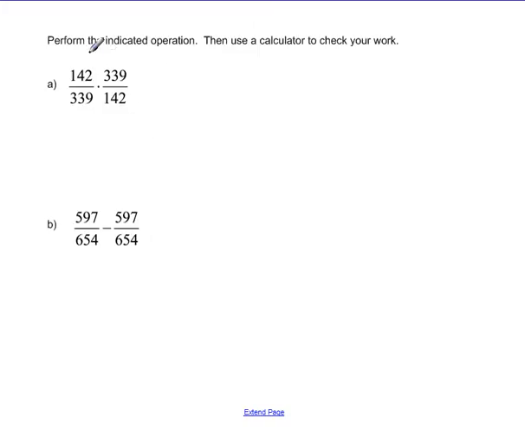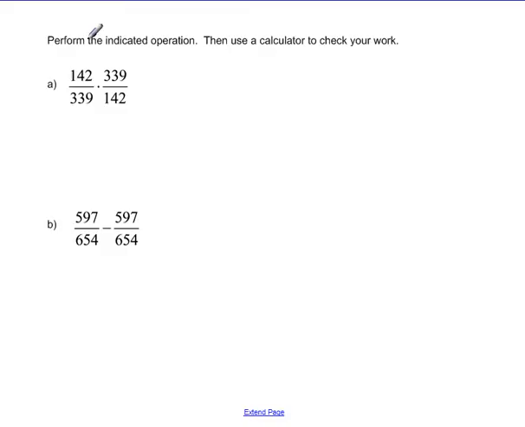But if we take a closer look, notice that in this first problem where we're multiplying, the numerator of the first fraction is exactly the same as the denominator of the second fraction. And the denominator of the first fraction is exactly the same as the numerator of the second fraction. And so what we have here is a situation where there's a fraction being multiplied by its reciprocal. So let's see what's going to happen here.